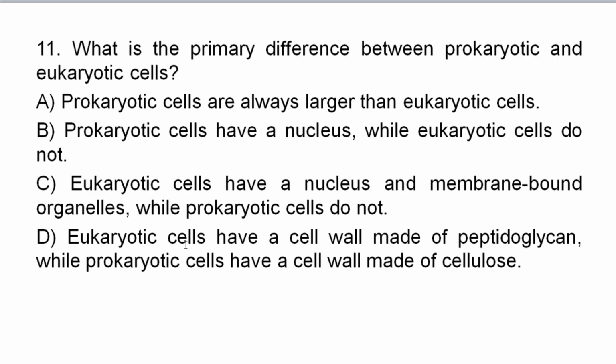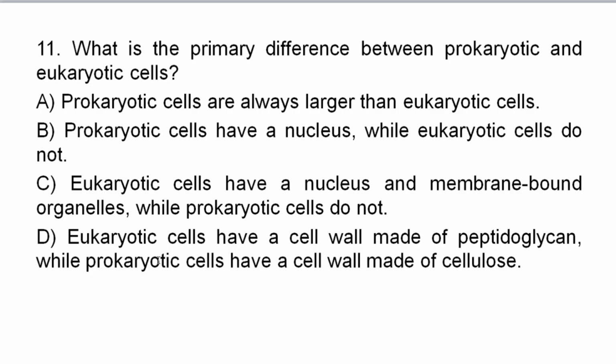What's the correct answer? Good, I think you got the answer. The correct answer is C. Eukaryotic cells have a nucleus and membrane-bounded organelles, while prokaryotic cells do not. Choice A, prokaryotic cells are always larger? No. Choice B is the reverse. Prokaryotic cells have no nucleus, but eukaryotic cells have a nucleus.